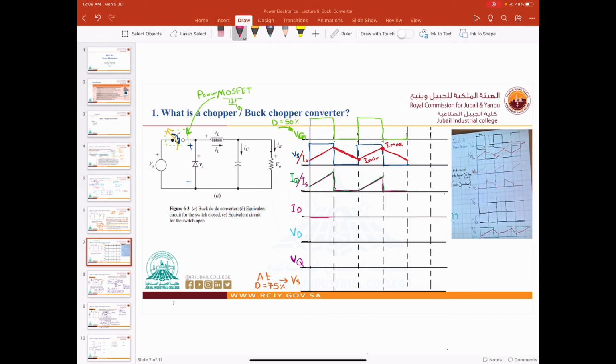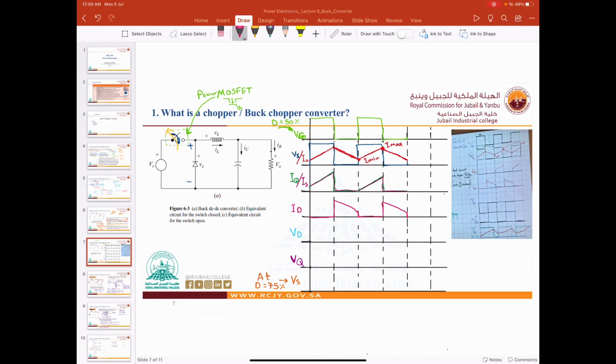We don't have current. If the switch is open, then the discharge current will appear, right? Because the inductive load is discharging, so the current of the discharge will be like this. Then it will go down like this, then go up like this, and go down. Okay, so this is our signal. This is I diode.